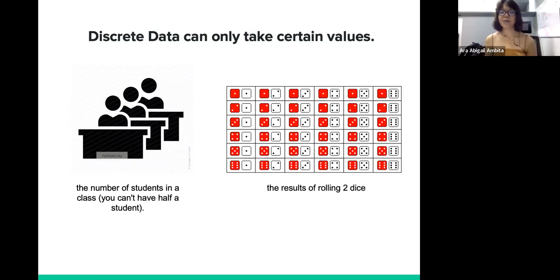So another example is the results of rolling 2 dice. So this is the list of the possible outcomes. When you roll 2 dice, you could have 1 and 1, but you cannot have 1 and 0, because a certain die can only take values 1, 2, 3, 4, 5, and 6. Okay, right.